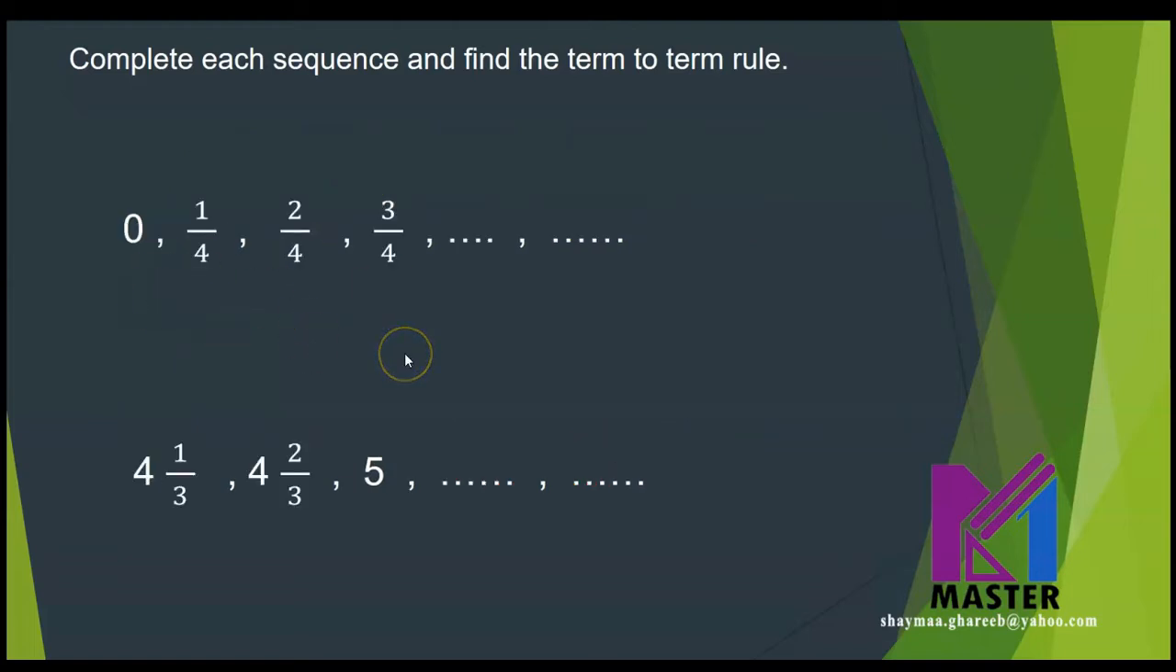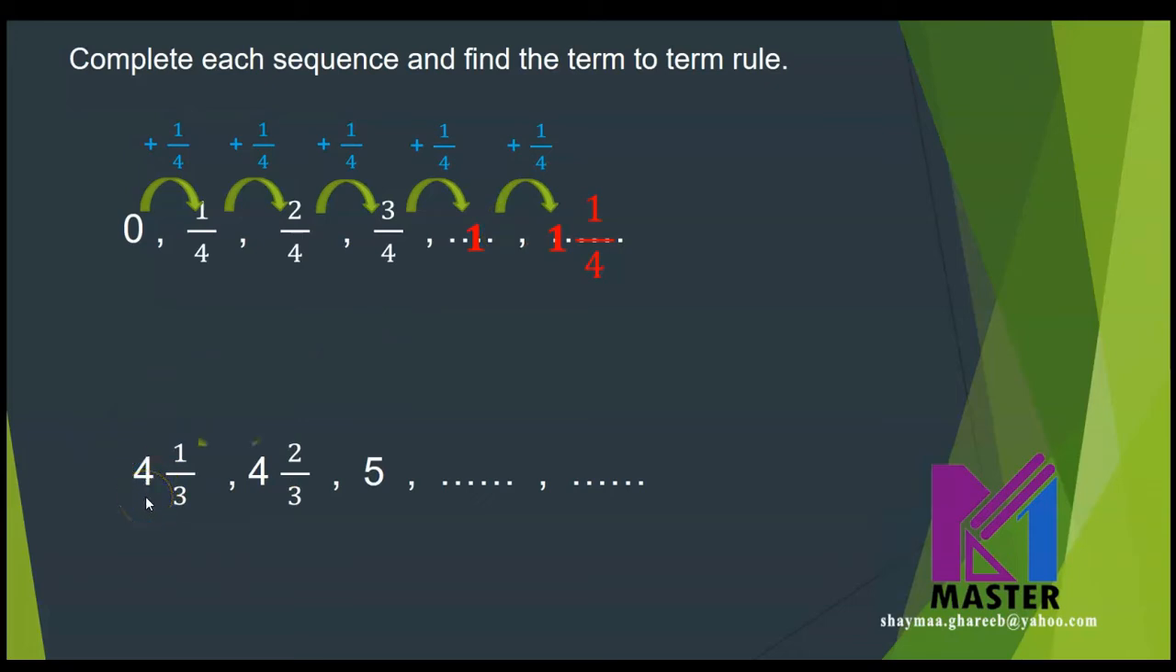Now, different sequences, but this time we're using fractions. 0, then 1/4, which means I added only 1/4. 1/4, then 2/4, then 3/4, means every time I add 1/4, it is 1/4 more. So after 3/4, we have 4/4. With the meaning of 4/4, one whole. So after one whole, if I added one more quarter, I'll be having 1 and 1/4, which is a mixed number. Okay?